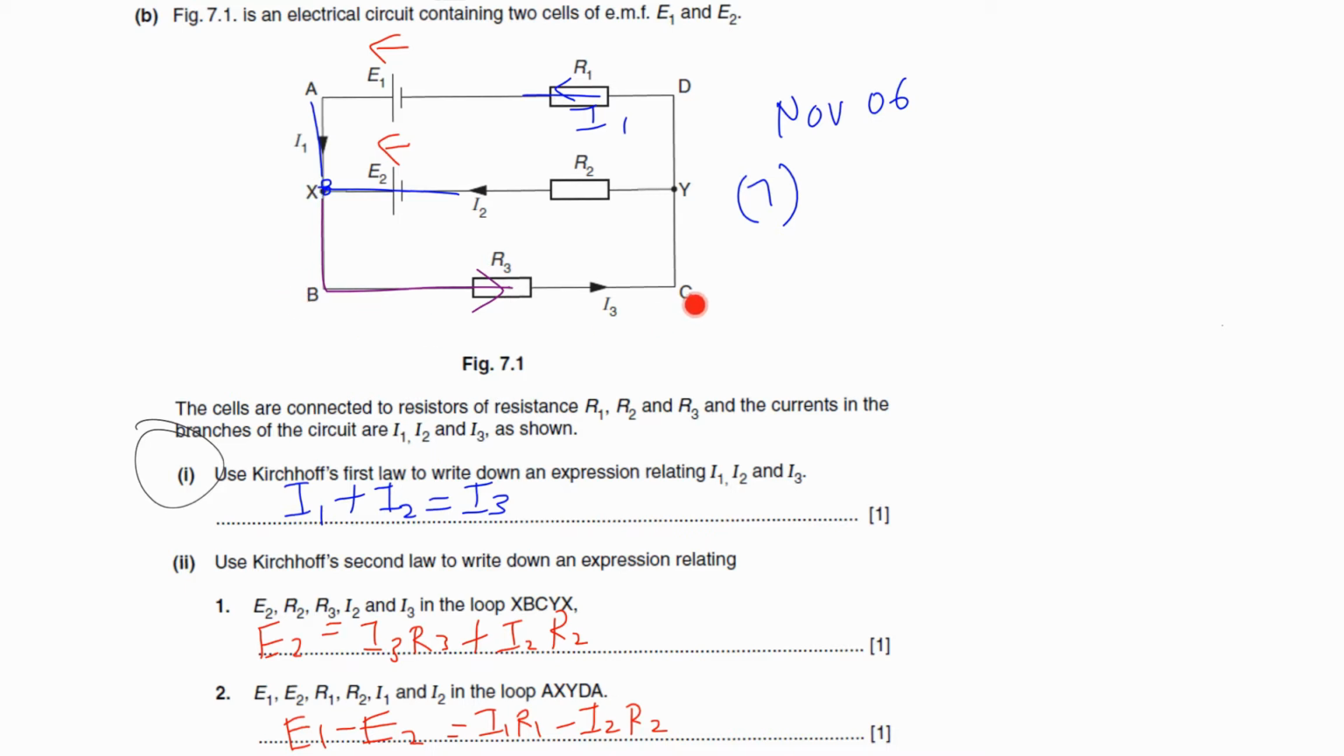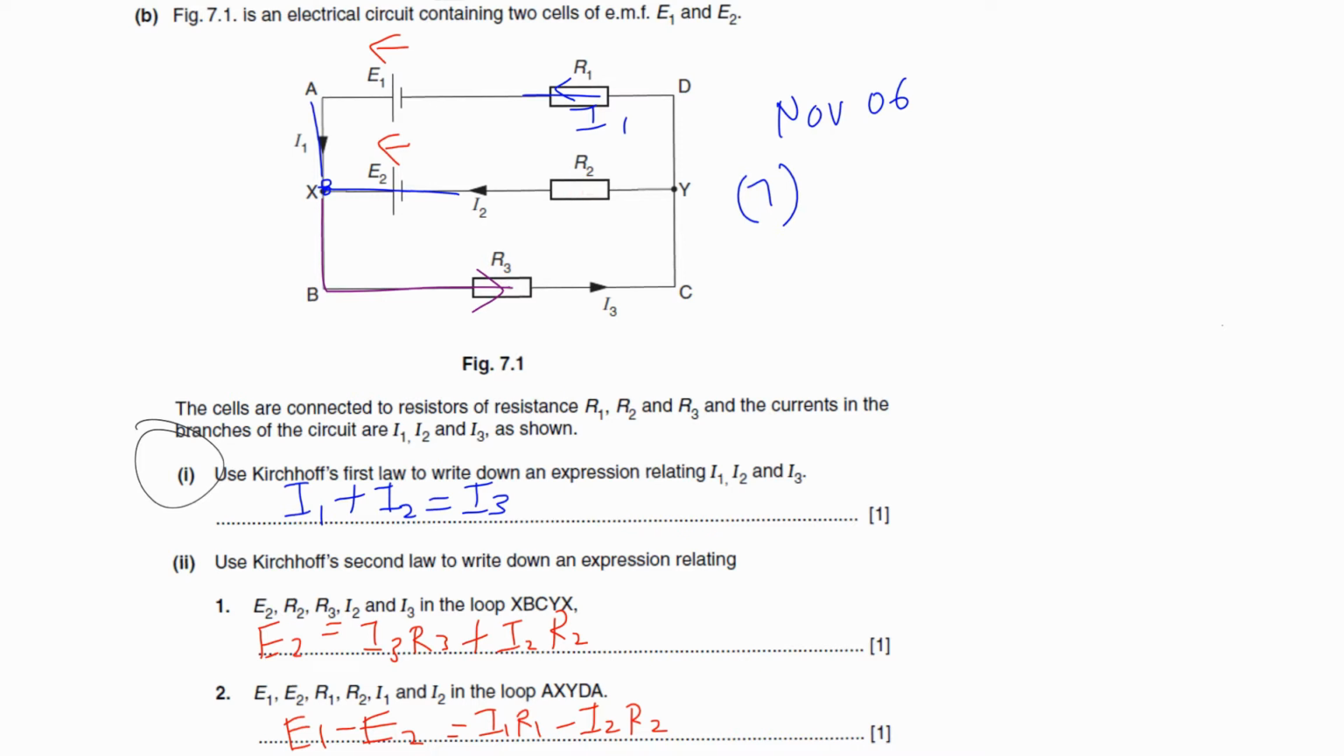Direction of travel is this way, from X to B to C to Y to X. So from B to C is moving to the right. Current through this resistor, which is I3, is also to the right. So if it's to the right, that means the current through the resistor and the travel are in the same direction, so it's positive PD. And PD is given by what formula? What's the formula for PD? V equals IR. So we take the current I3 times R3. Understand? So you get positive I3 R3.